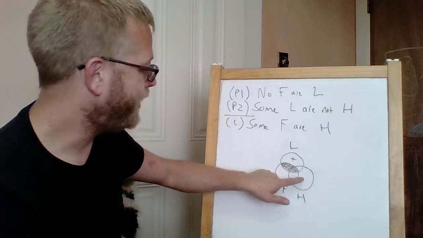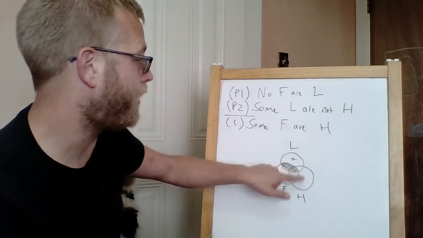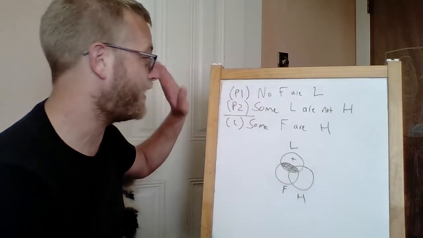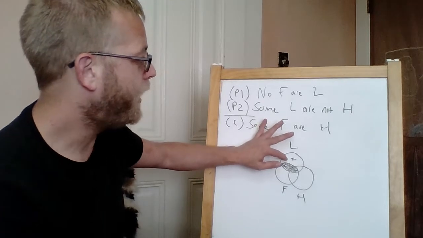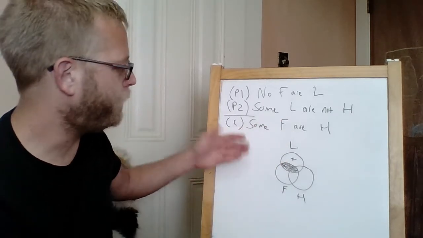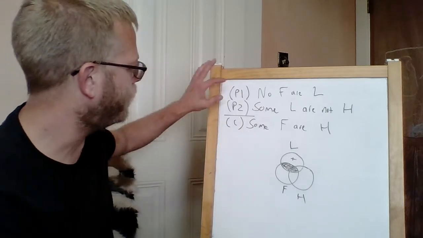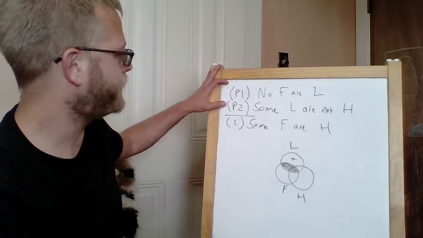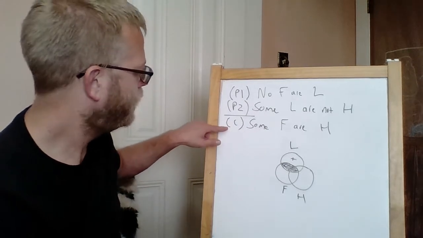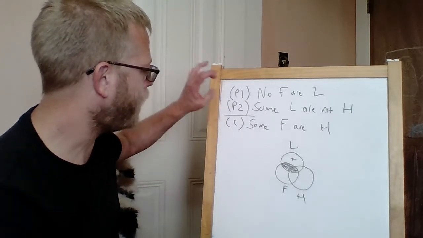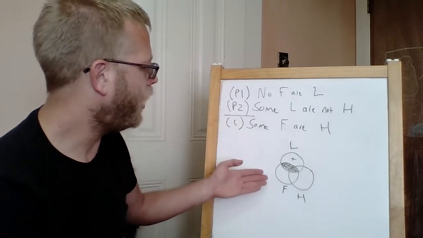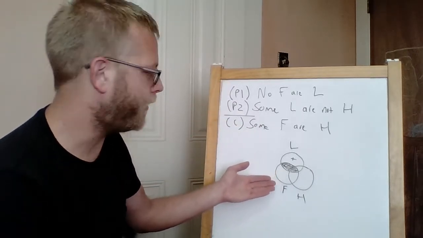Maybe there are some members that are in H. That's not what this is saying. It is just saying that there's at least one guy that's an L but is not an H. So okay, now very simple, right? We've just plugged in both of the premises, and now we want to see, does this say that some F are H? Again, if this is valid, then just by plugging in the premises, we would see the conclusion show up on its own in symbolic form right here.